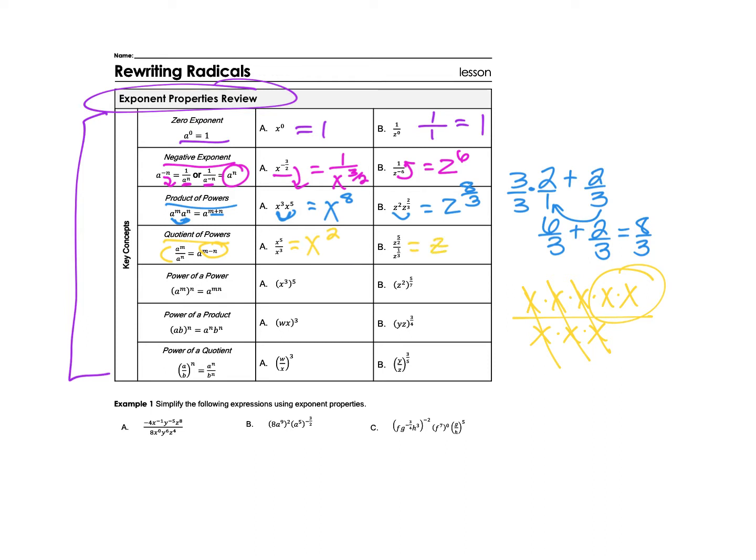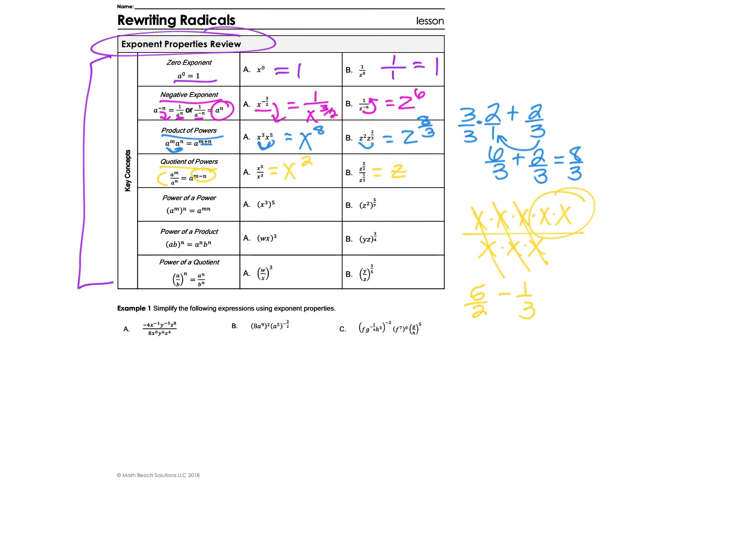The next one, same thing, we're dividing, so I have my base z. And then I need to subtract 5/2 minus 1/3. So I need to get a common denominator, which would be a 6. So I need to multiply each one of them. That would be 15/6 minus 2/6, which would give you 13/6.